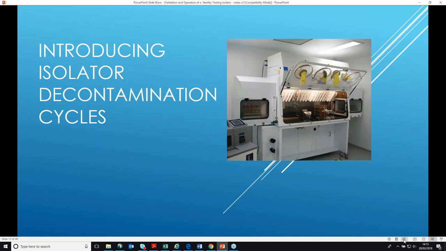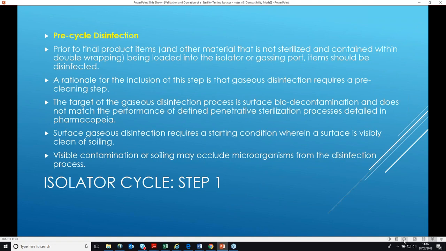So what we're going to have a look at first is isolator decontamination cycles. And it's important to present these steps and to understand exactly what's happening with the decontamination requirements, because that affects both the validation of the isolator and also the operational requirements of the isolator. So for the operation of an isolator for sterility testing, a number of steps need to be followed.